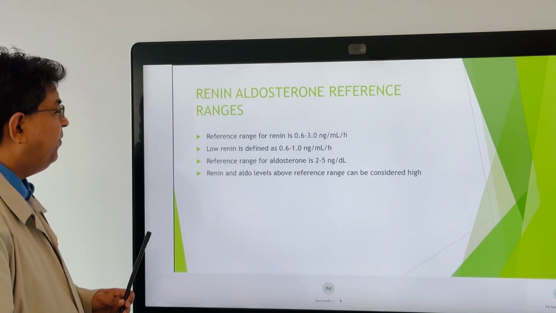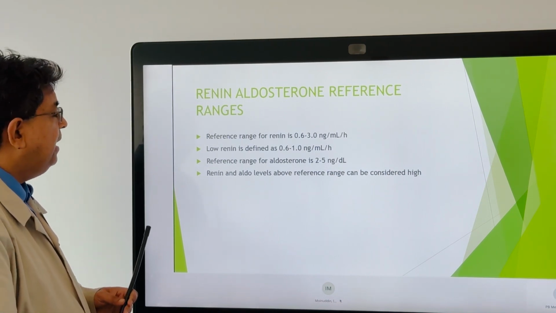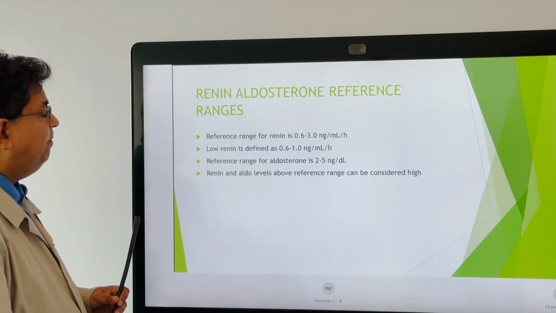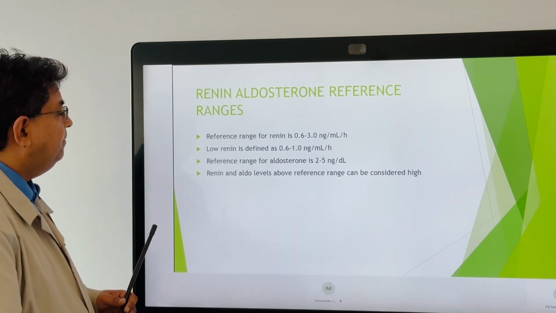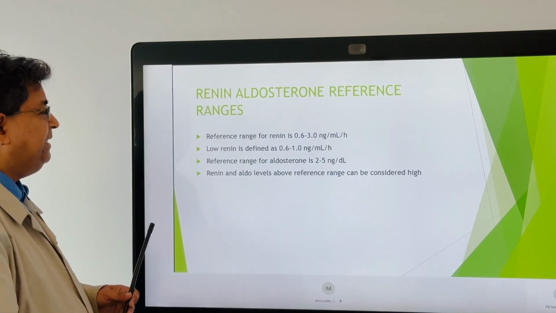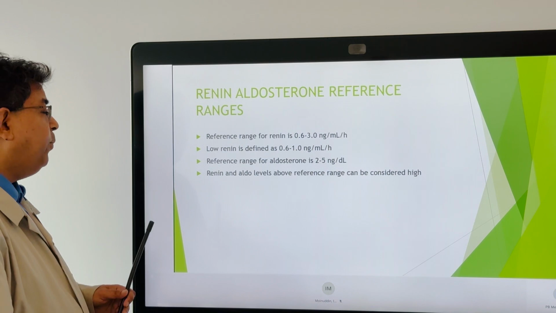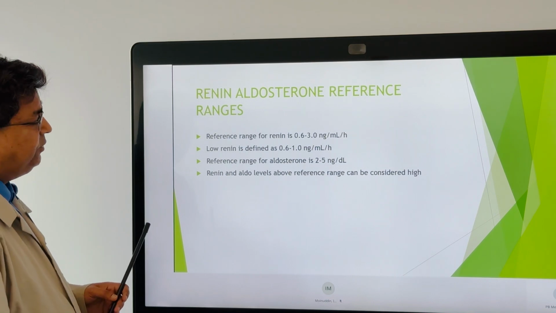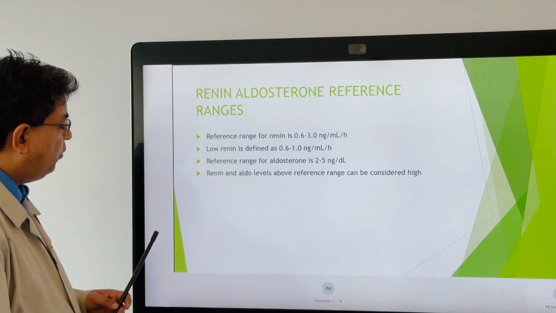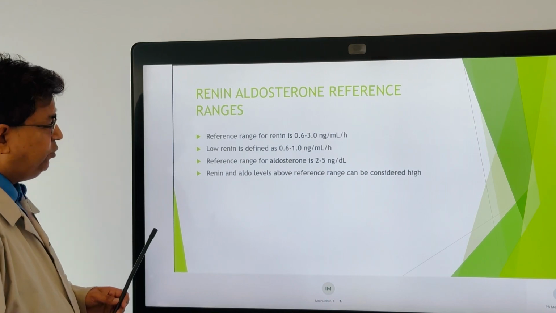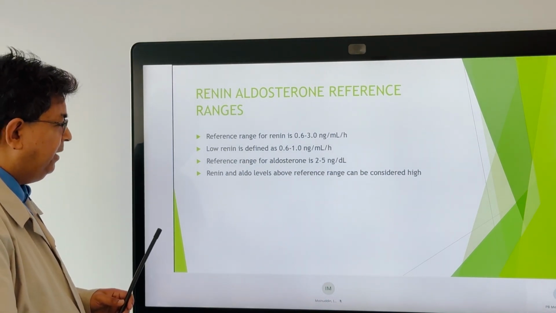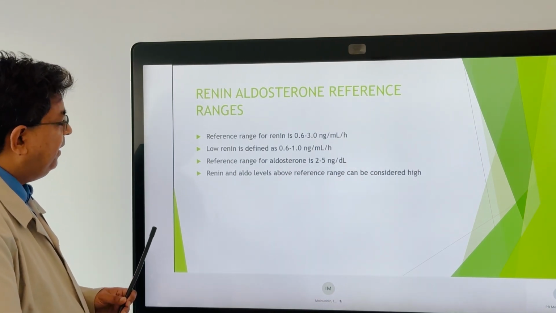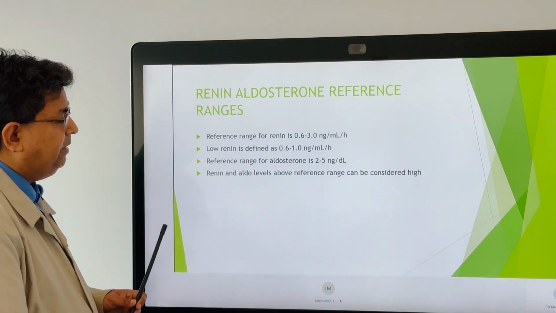Let's just discuss the reference ranges for renin-aldosterone. As we will discuss in the next few slides, renin and aldosterone, if the levels are available, can be important in dissecting the differential diagnosis of hypokalemia as well as hyperkalemia. The reference range for renin is 0.6 to 3.0 nanogram per milliliter per hour. Low renin is defined as 0.6 to 1.0 nanogram per milliliter per hour. Reference range for aldosterone is 2 to 5 nanogram per deciliter. Renin and aldo levels above reference range can be considered high.